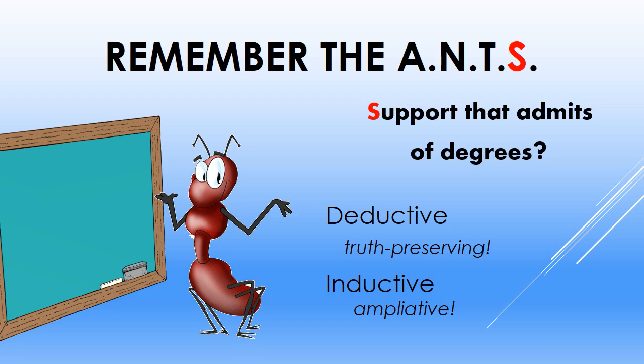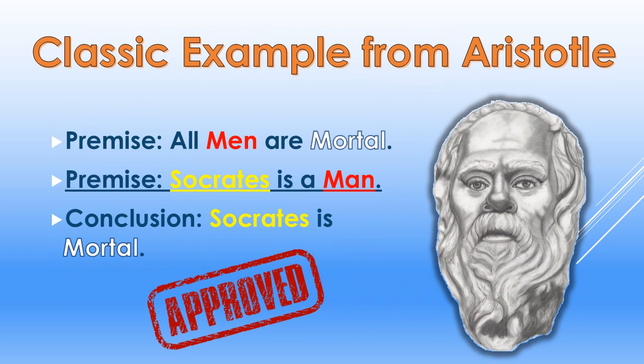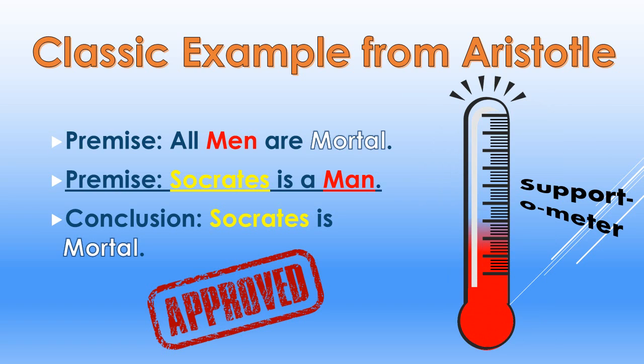And lastly, does support admit of degrees? What's involved in the inference claim in deduction and induction? Deductive inference claims do not allow support to admit of degree. Inductive argument claims always do. So the way to think about it is that when you're dealing with deductive arguments, the support is there or not. It's like a light switch, on or off, all or nothing on the supportometer. So for example, the claims that all men are mortal and Socrates is a man 100% support the conclusion that Socrates is mortal. And you can't get better than 100% degree of support.